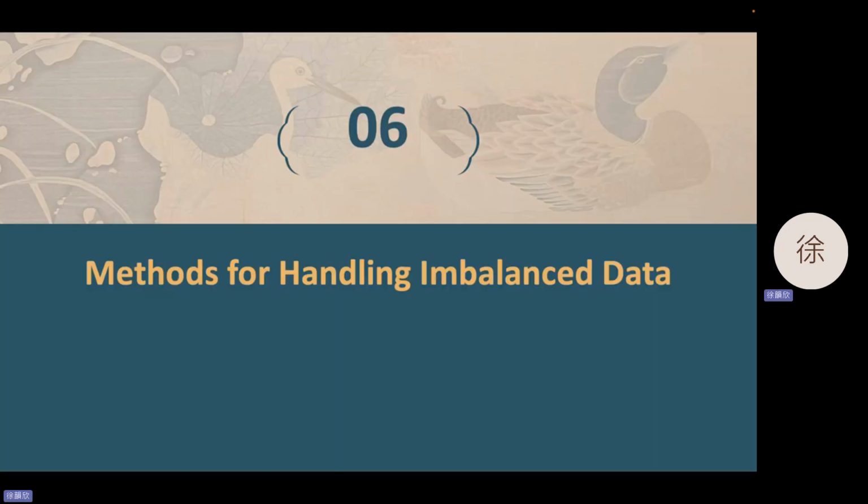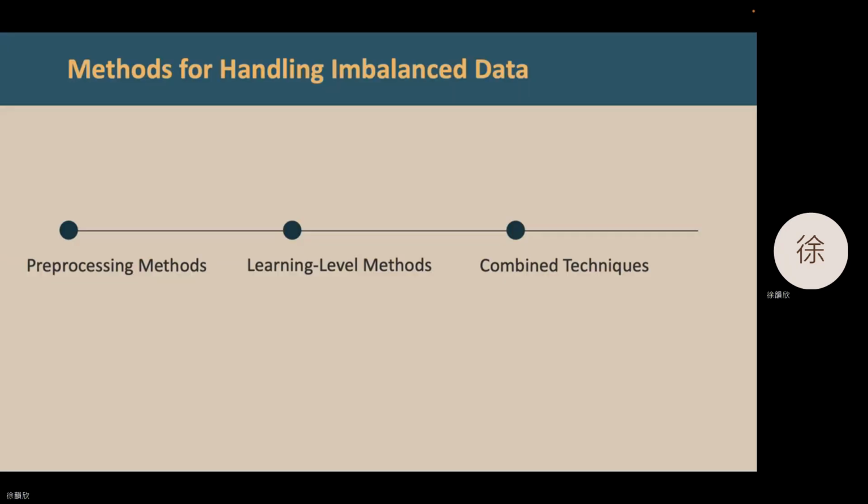So, the methods for handling imbalanced data. There are three main methods for handling imbalanced medical data discussed in this paper. The first is pre-processing methods, the second is learning level methods, and the final is combined techniques.